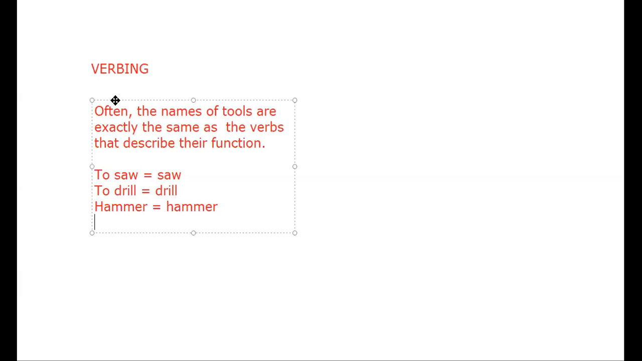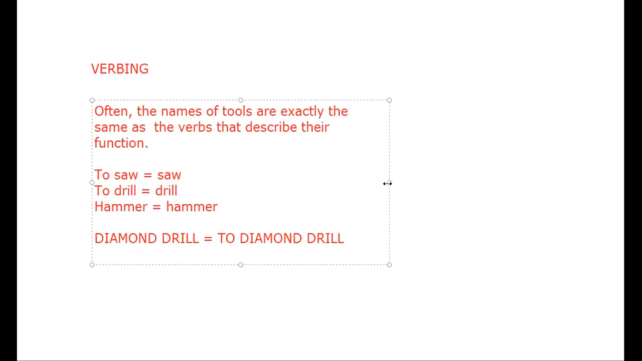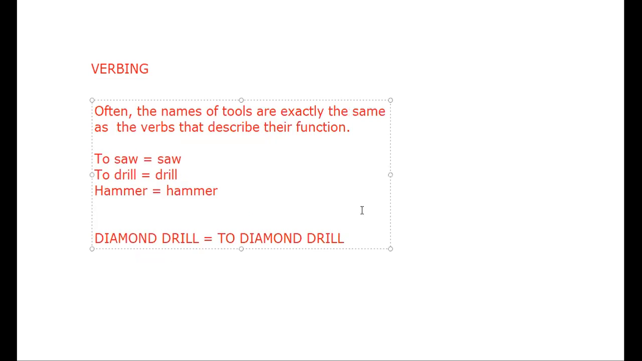For example, diamond drill. The action would be literally, to diamond drill. Exactly. This verbing is very specific. Another example is the jackhammer. So I'm going to jackhammer with a jackhammer. Okay.